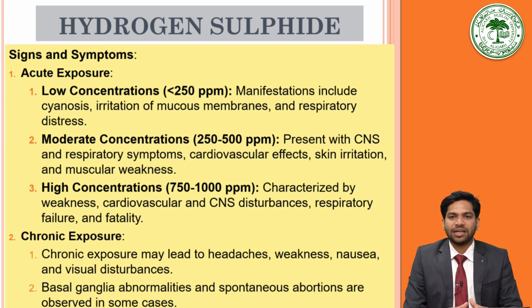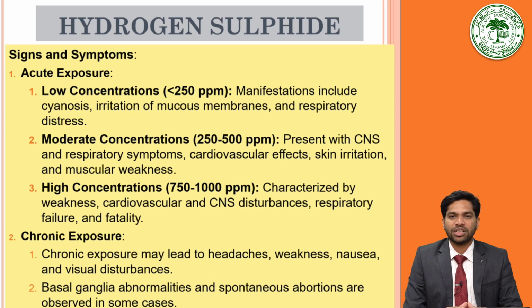On exposure, acute presentations are seen according to the concentration. At low concentration, that is less than 250 ppm, manifestations include cyanosis, irritation of the mucous membrane and respiratory distress. Moderate concentration, that is between 250 to 500 ppm, presents with CNS and respiratory symptoms, cardiovascular effects, skin irritation and muscular weakness. At high concentration, that is around 750 to 1000 ppm, it is characterized by weakness, cardiovascular and CNS disturbances, including respiratory failure and the death of the person.